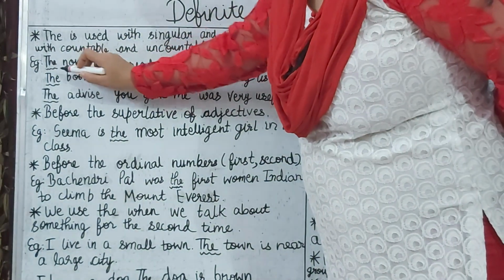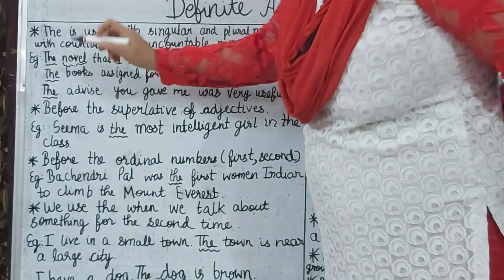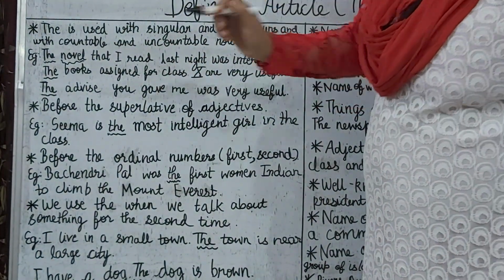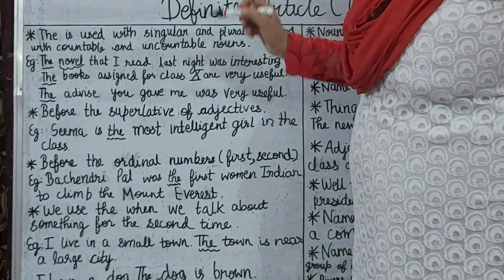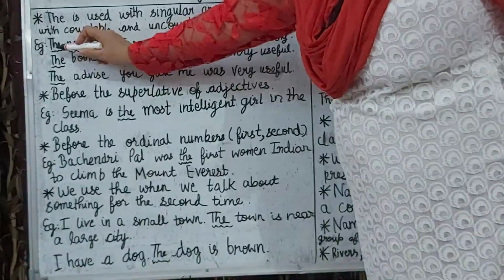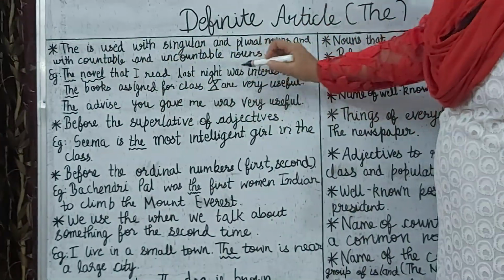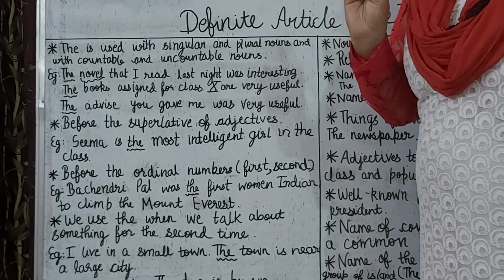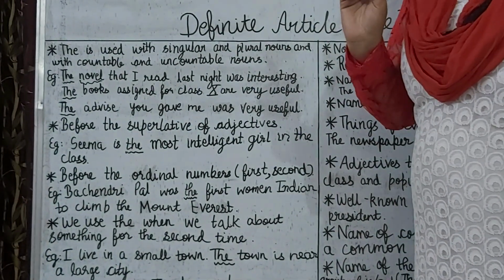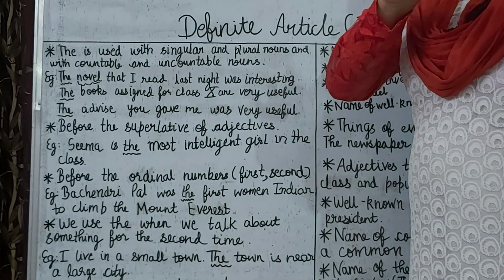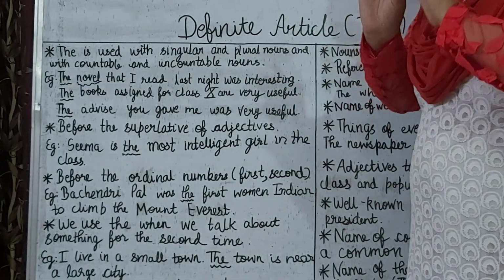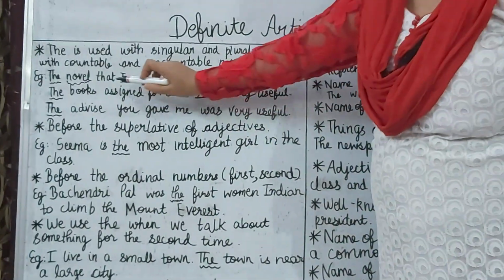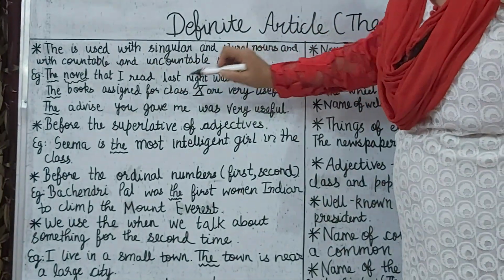The novel, here, novel is a singular, countable noun. So here we have written "the novel", the novel that I read. And remember one more thing, that "the" is always used with particular things, when the things are specific, like the novel that I read last night.